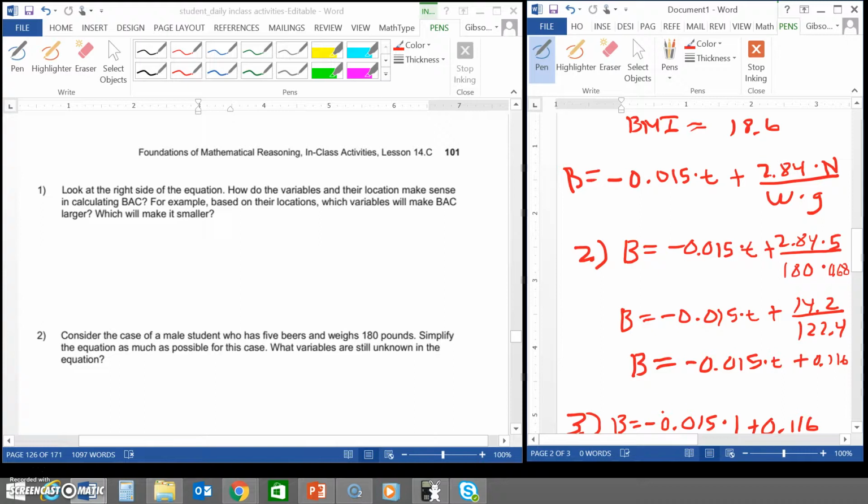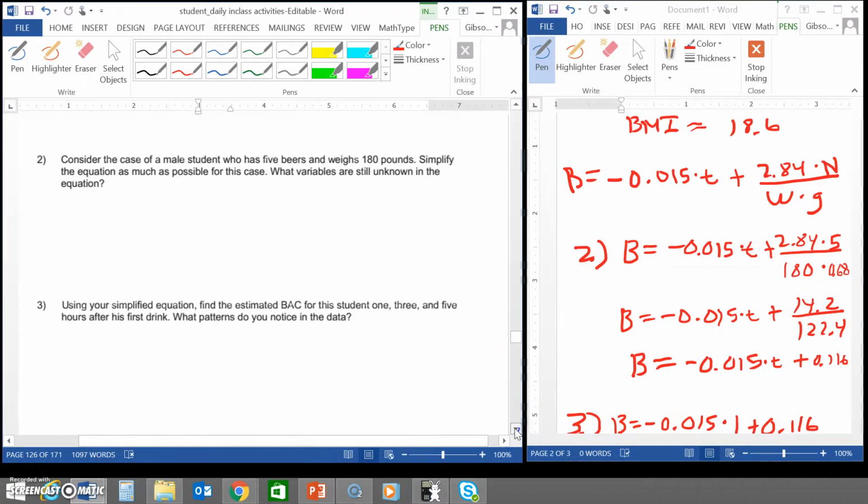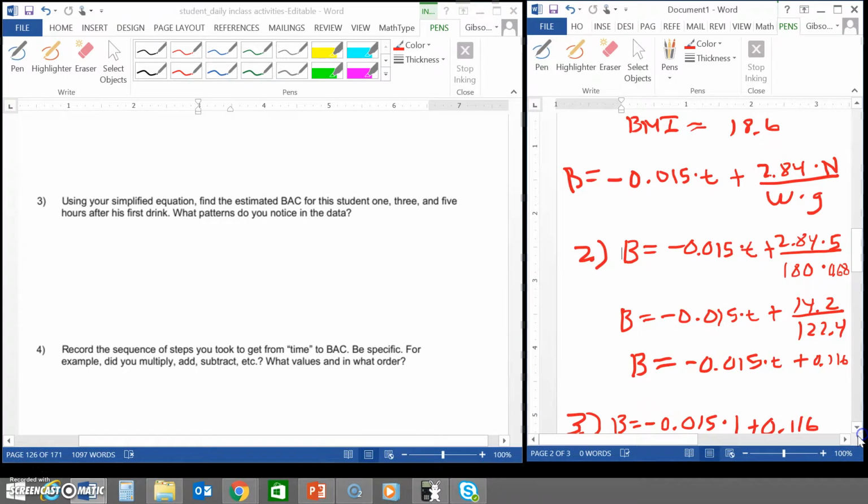Now they ask what variables we don't have. We don't have our BAC. We know B basically stands for the BAC, and then we don't have how much time has elapsed, which is our T. So we don't have our B or our T. Okay, now we go here to number 3.